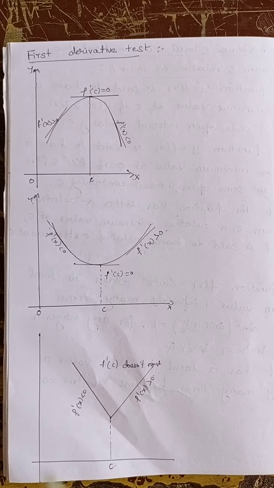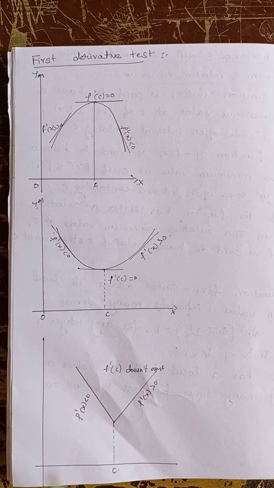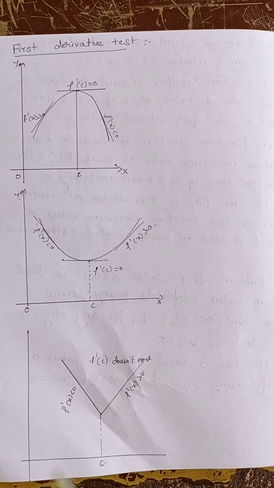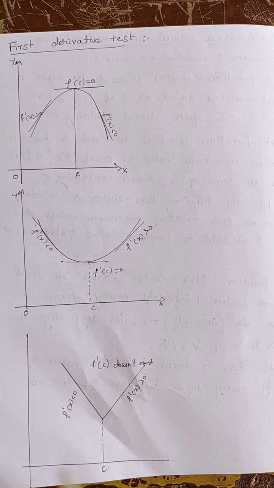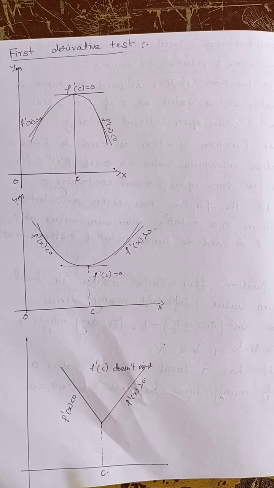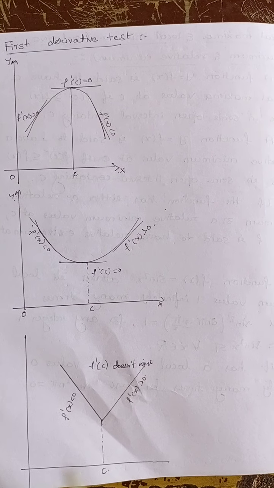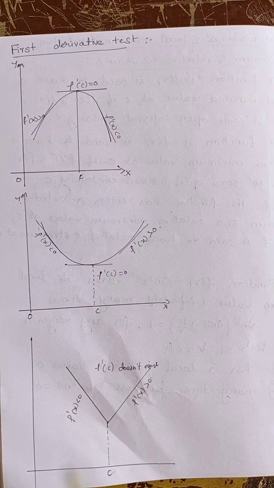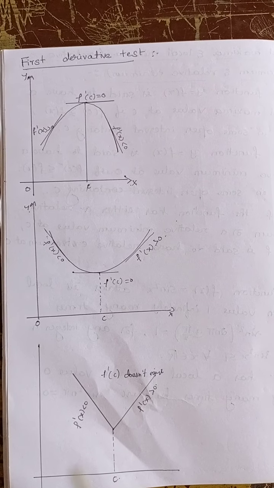In figure 3, f of x has a minimum at c, but f dash of c does not exist. However, f dash of x changes the sign from negative to positive. Thus, we observe that if a function f has a local maximum or a local minimum at x equal to c, then either f dash of c is equal to 0 or f is not differentiable at c. Such points are called critical points.